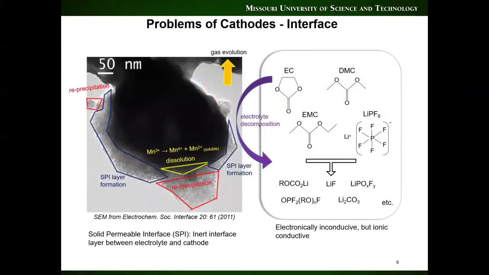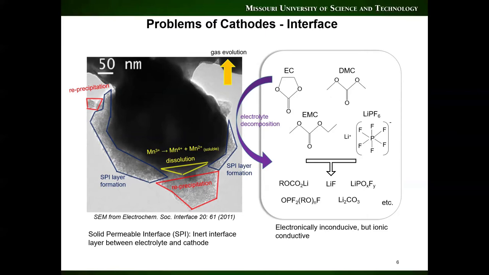On the surface of the cathode, direct contact between the cathode and electrolyte will cause oxidation and decomposition of the electrolyte and gas release. Transition metal dissolution from the cathode surface into the electrolyte will aggravate these parasitic reactions.